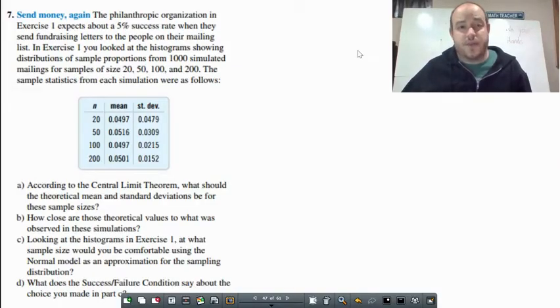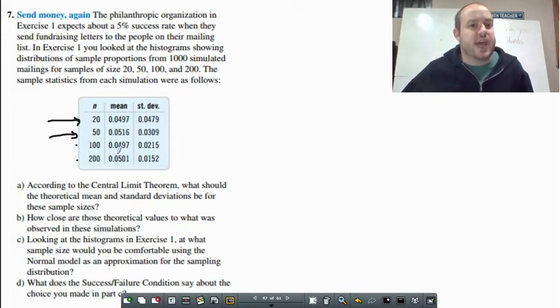All right, so for this question, it says the same organization with the 0.05 success rate, or the 5% success rate, actually did the exact mean and standard deviation for each situation. So you can see here it has the sample size of 20, what was the actual mean and standard deviation of their distribution. Here's the one for 50, 100, 200, and so forth. And it gave you the actual mean and standard deviation of those graphs. Then it asks us a few questions to look at here.